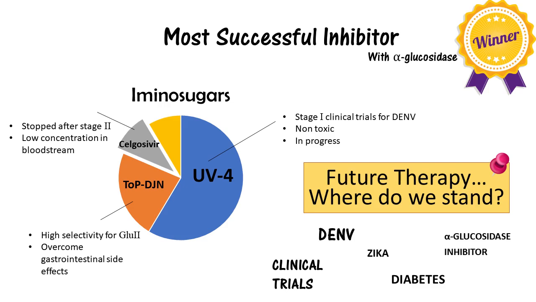Out of the different classes discussed, iminosugars have been the lead compounds to treat disease, and the lead analogue within this class is known to be UV4. It's currently in stage 1 clinical trials to treat the dengue virus. It's non-toxic, and it has the potential to treat the Zika virus. This highlights the diversity of this compound, as not only is it an alpha-glucosidase inhibitor, but it also shows much promise in treating other diseases in the future.